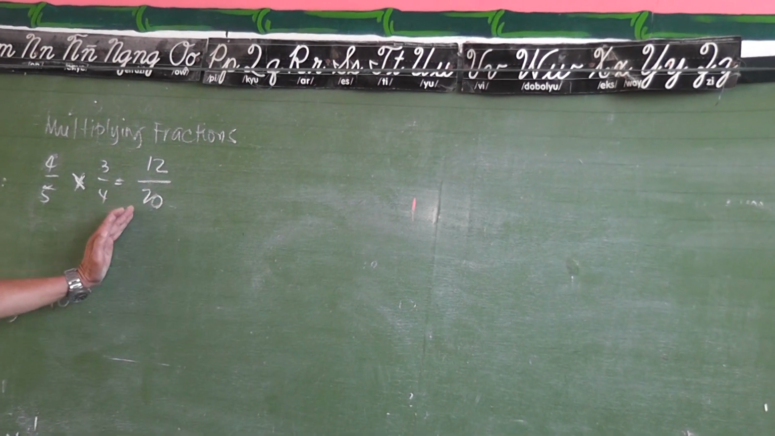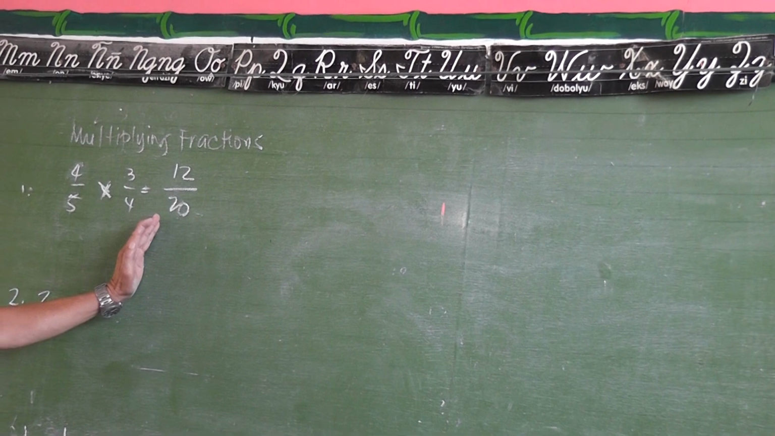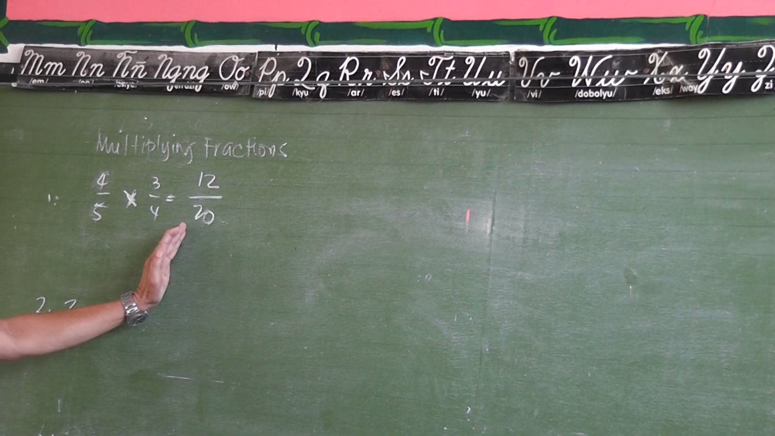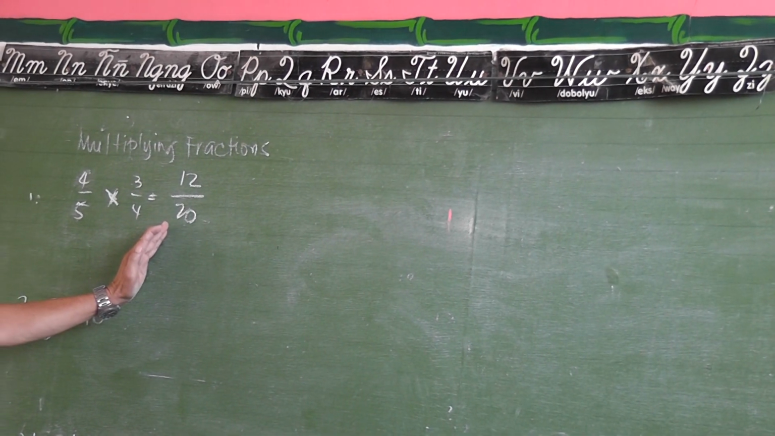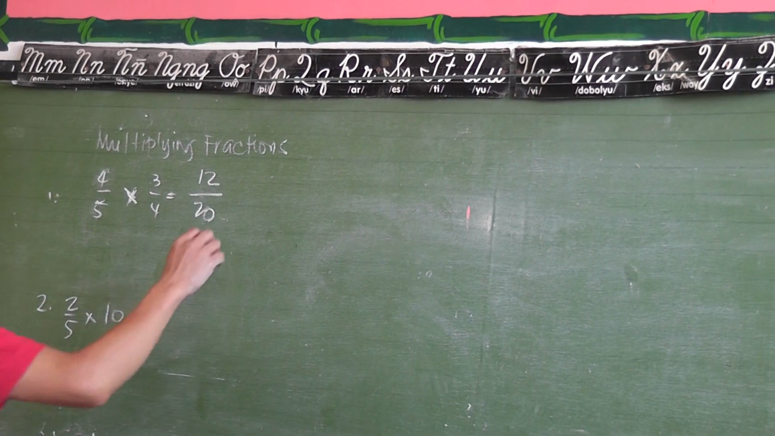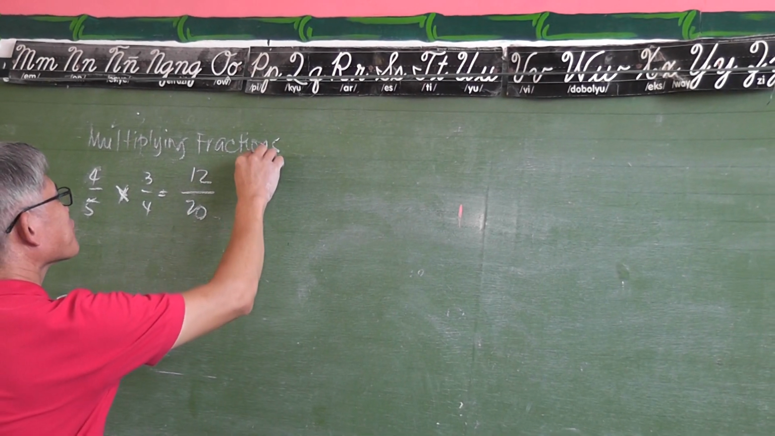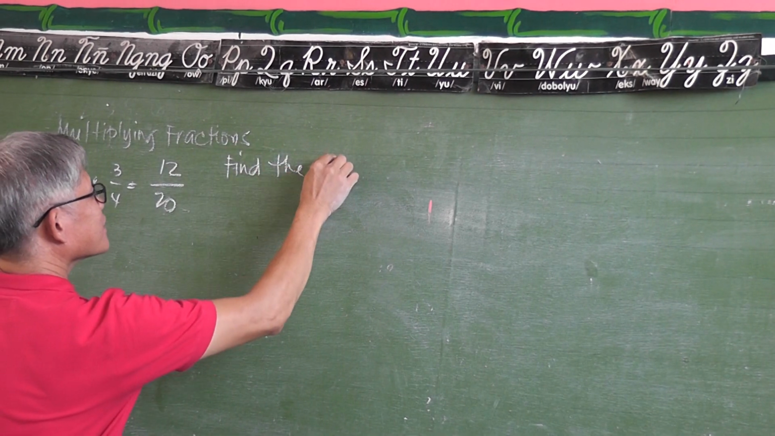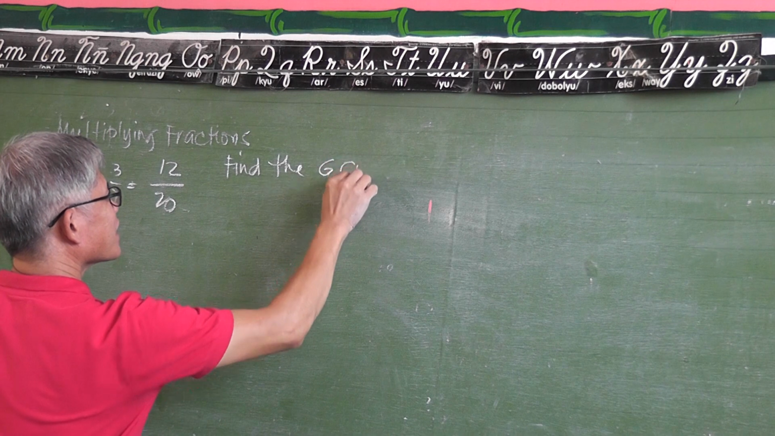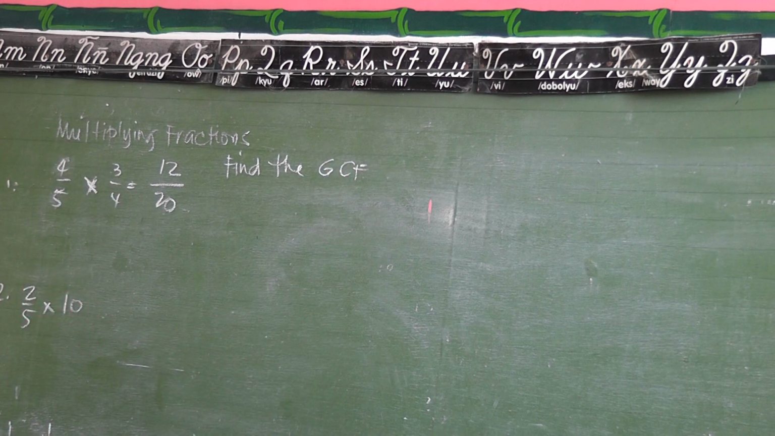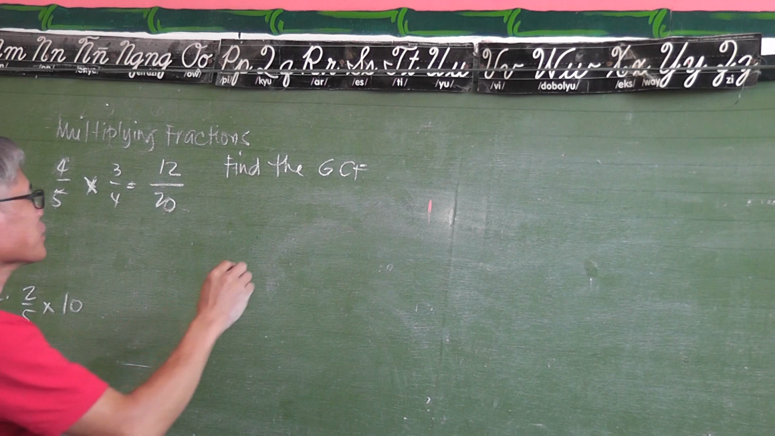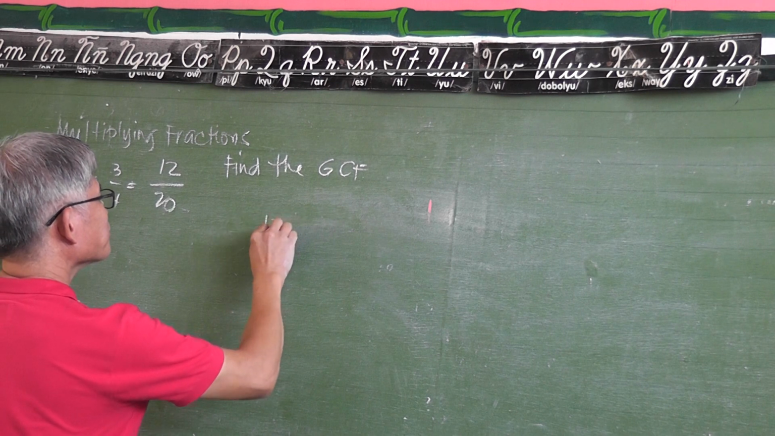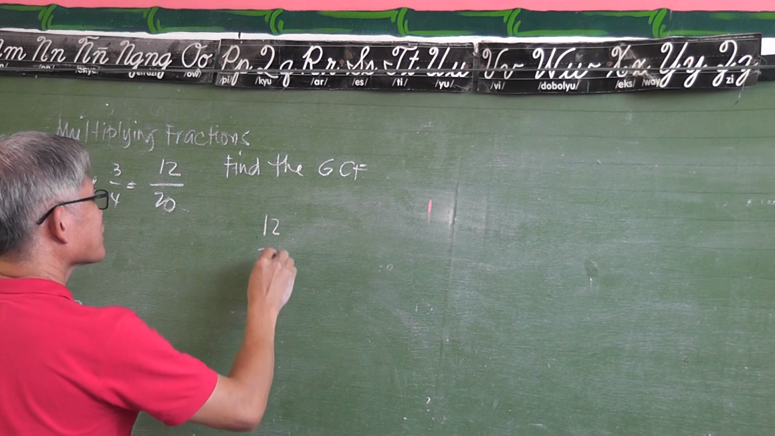So you can see here, this is not expressed in lowest term or simplest form. Okay, we're going to simplify this by finding the GCF or greatest common factor. Okay, so we'll do it 12 and 20.